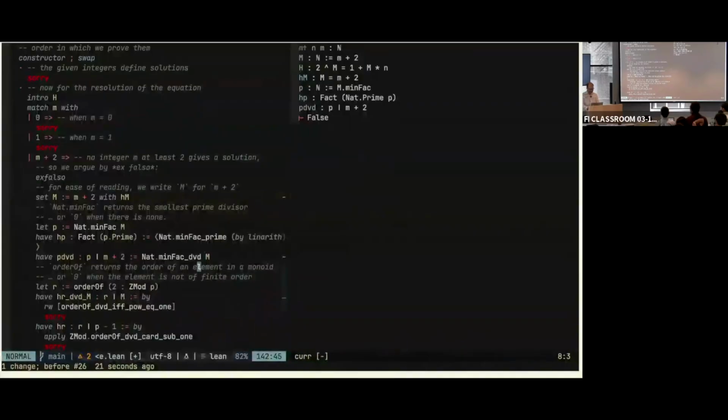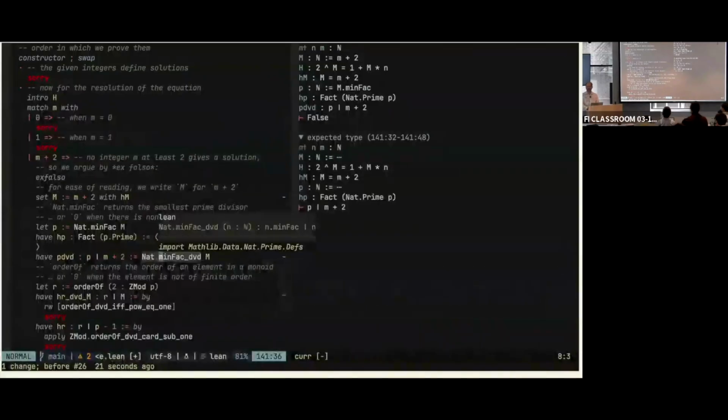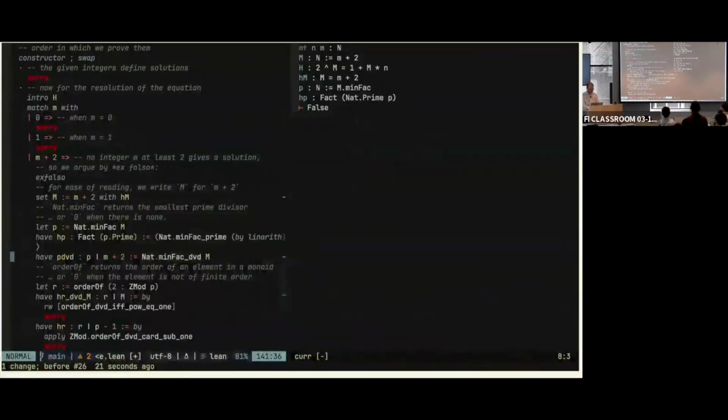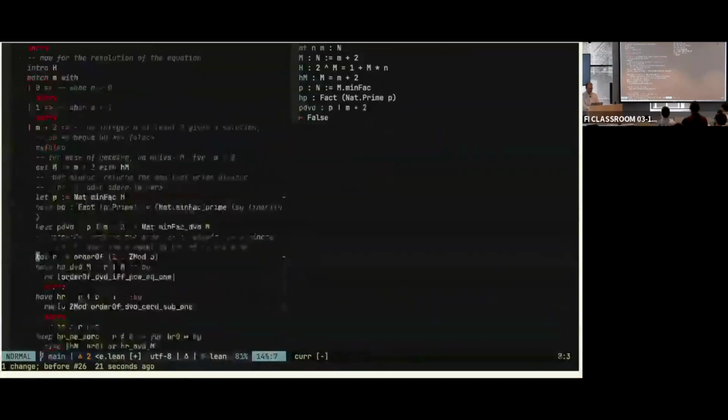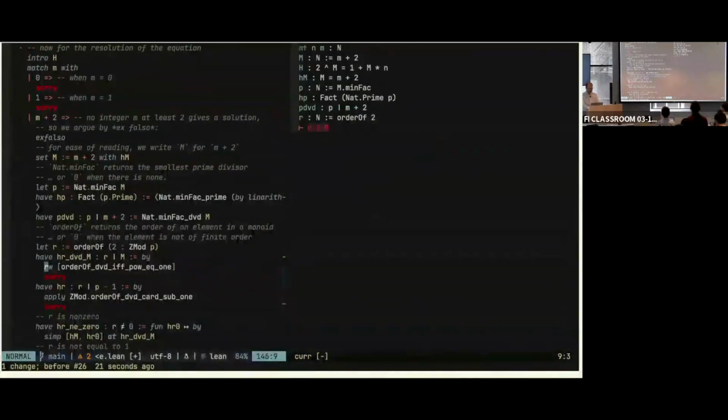So now we have to prove that the order of p divides m plus 2, and for that there is this function nat min fac dvd. That's always true, that's cool. And now this stuff about the order of 2 modulo p. I have just defined r to be the order of 2 modulo p. I want to prove that r divides m.